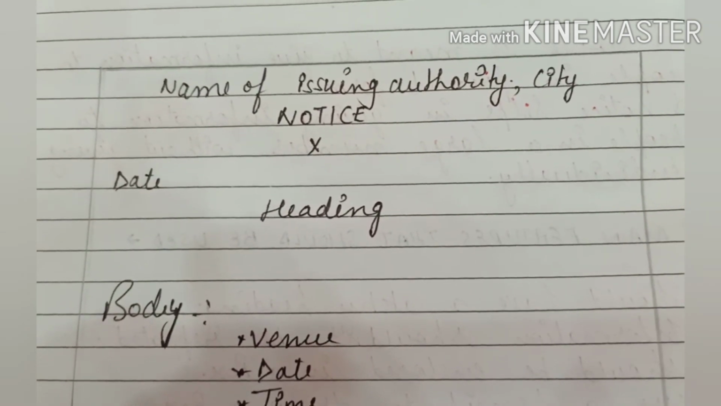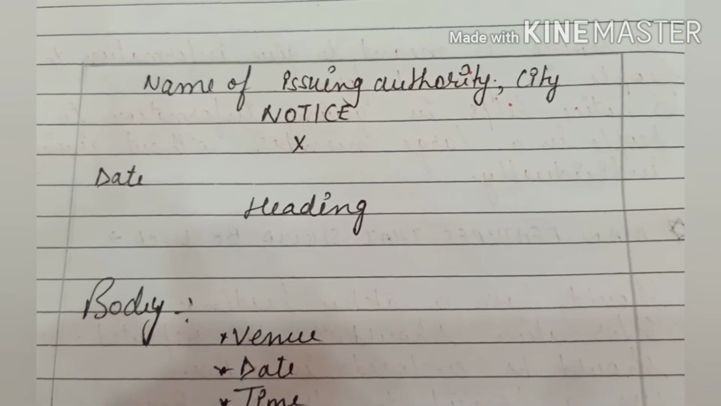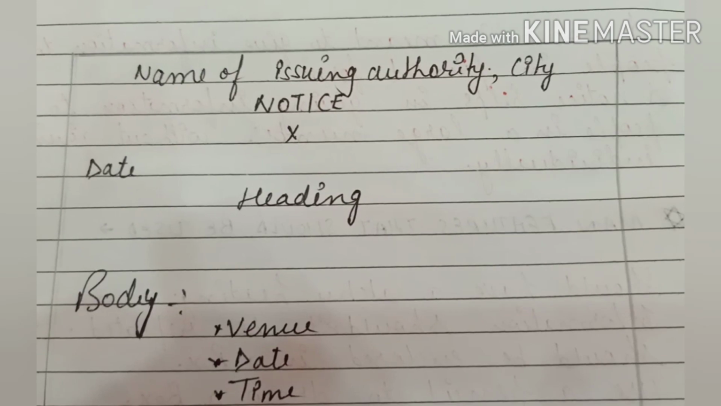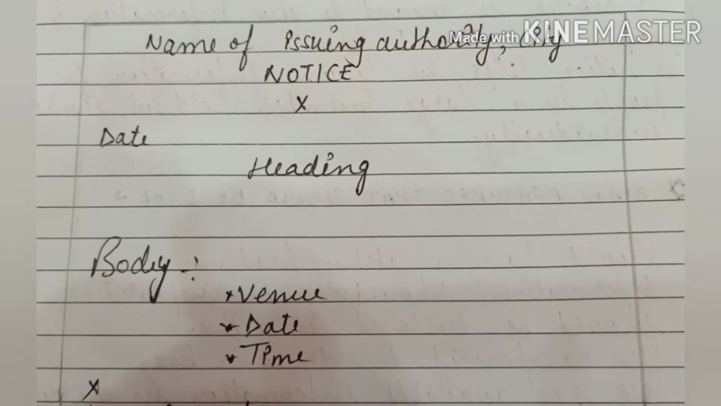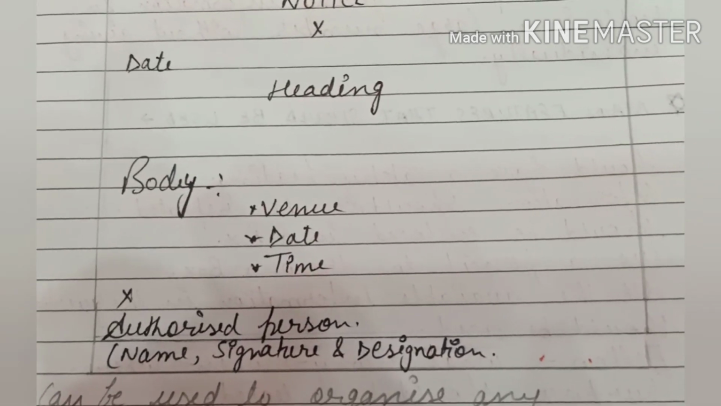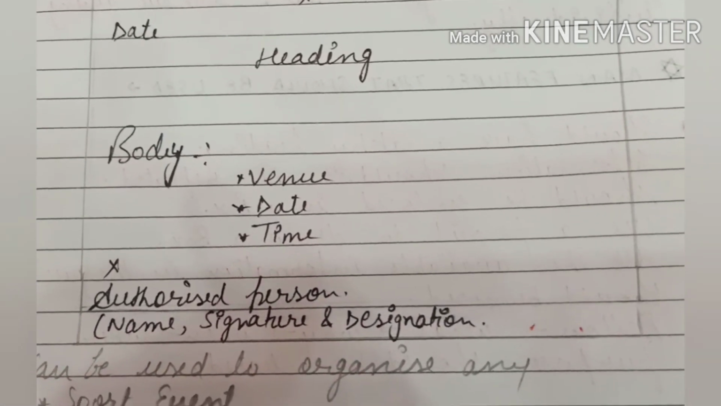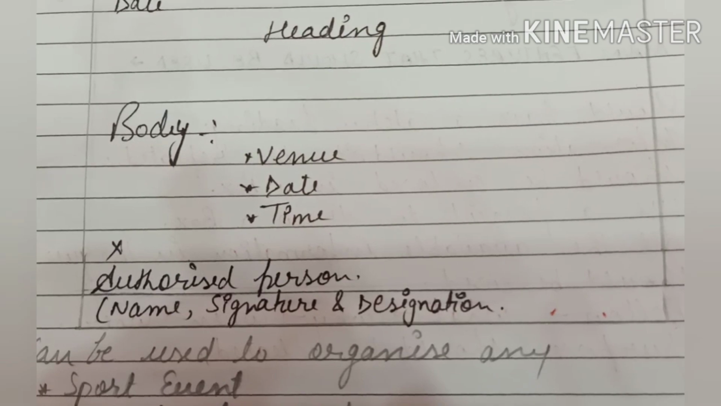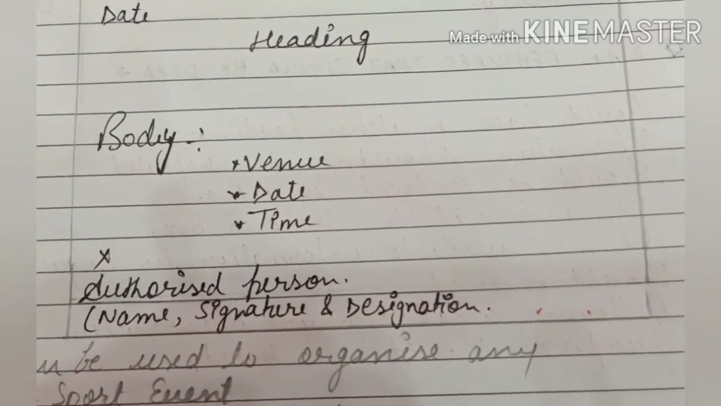Then mention the date of issuing. In the next line you will mention the heading, which should be catchy. You can highlight it or write it in capital letters. Then in the body, all three things have to be answered effectively: venue, date and time. After completing the body, we will write the name, signature and designation of the authorized person who is writing the notice.